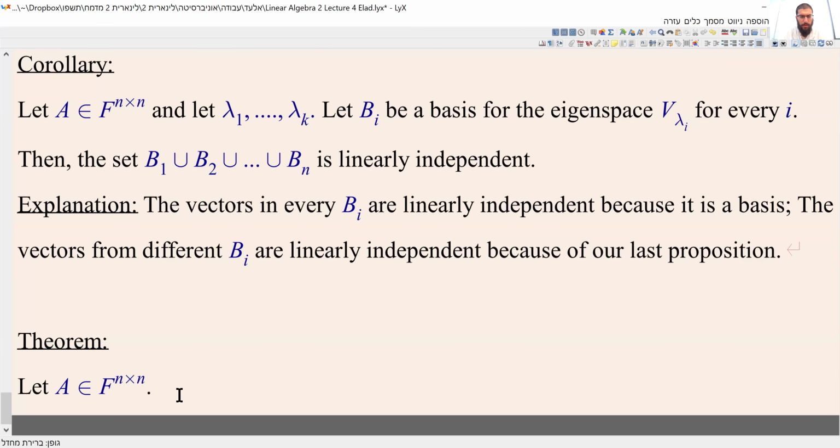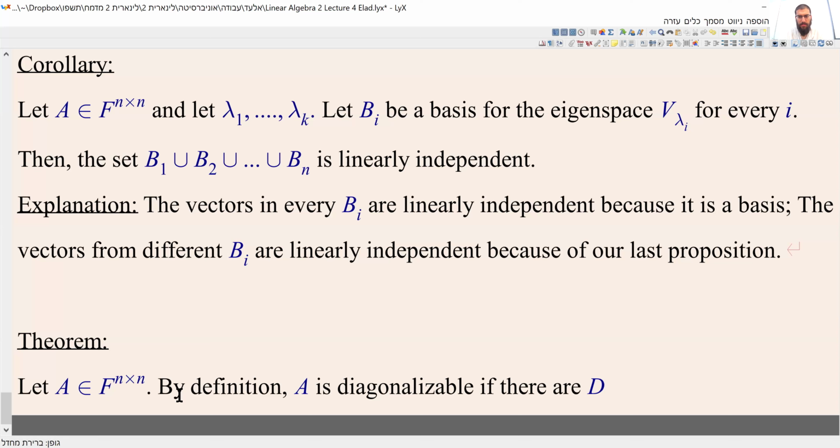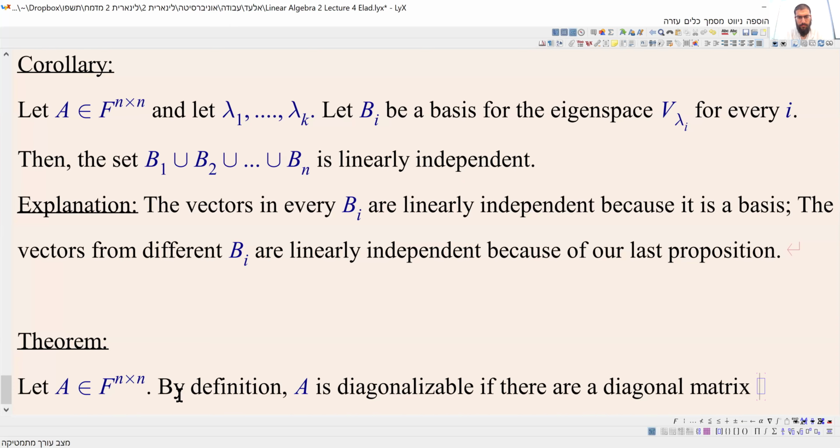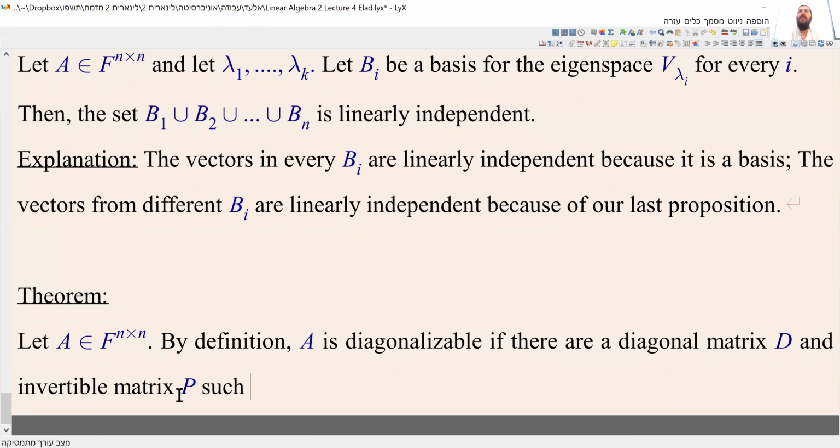In lecture number 3, we know, it's not a theorem, right? So right away, by definition, A is diagonalizable if there are a diagonal matrix D, and an invertible matrix P.